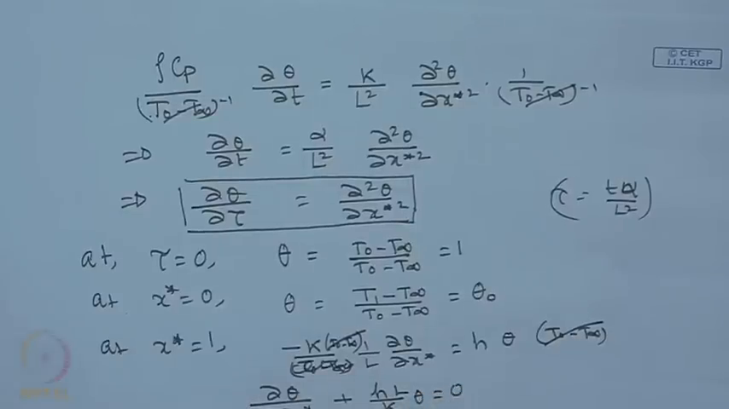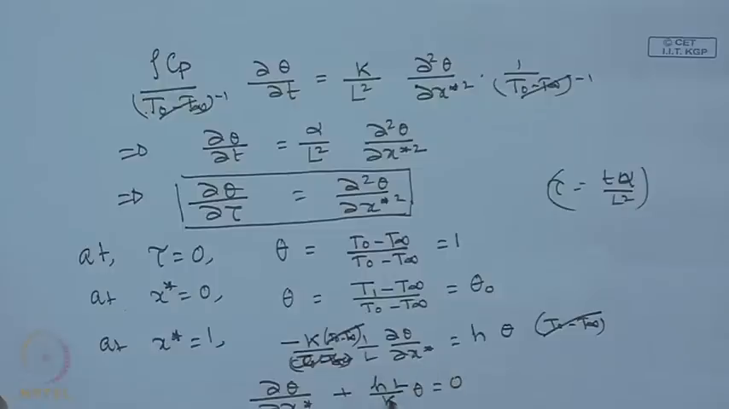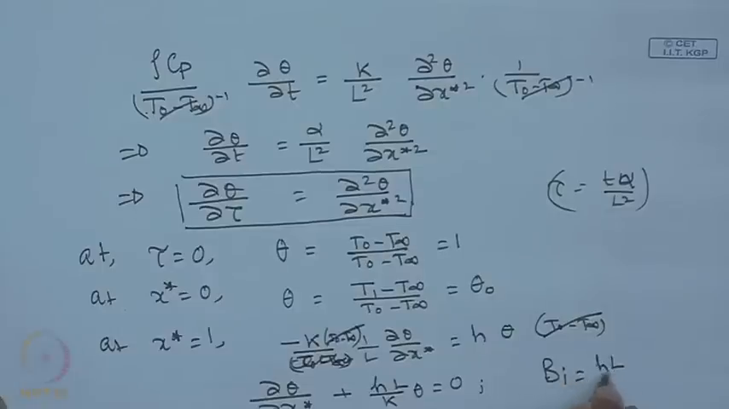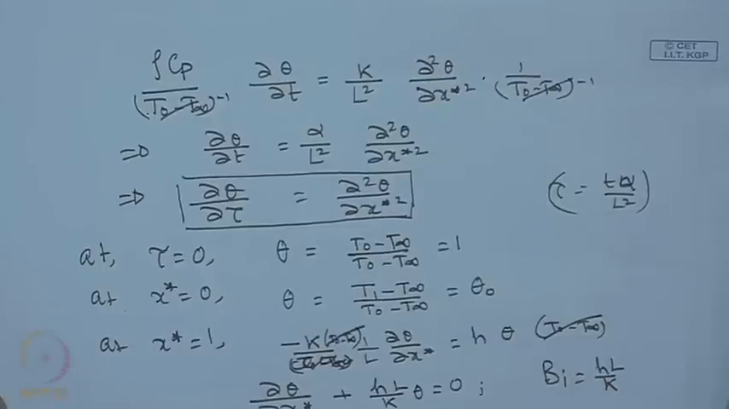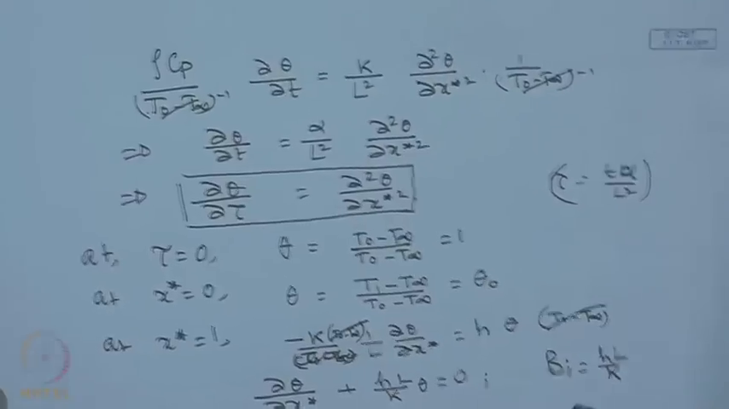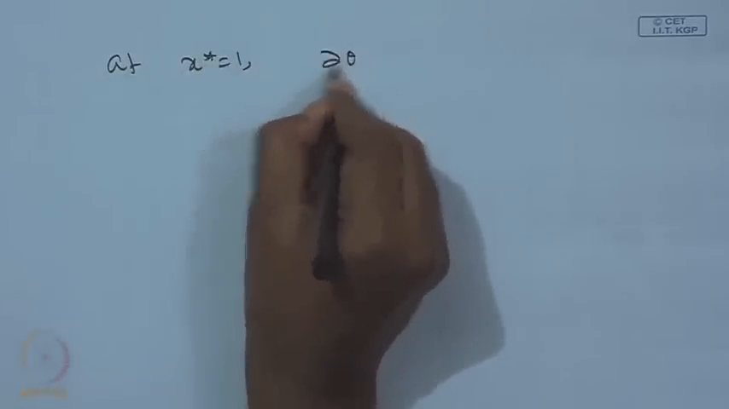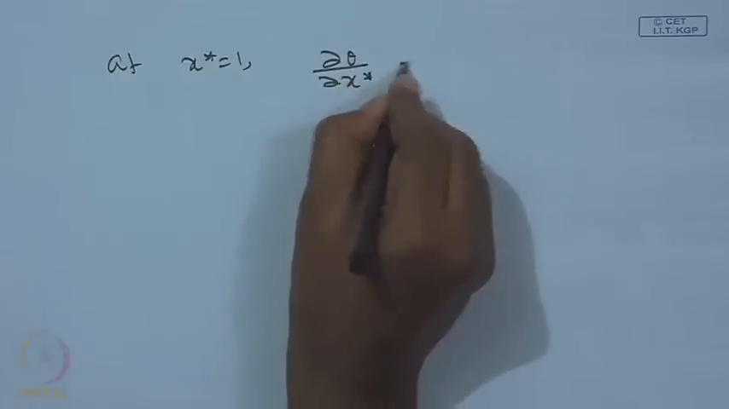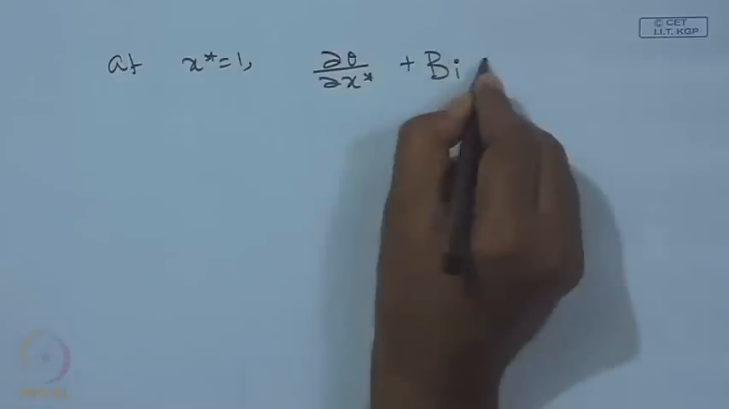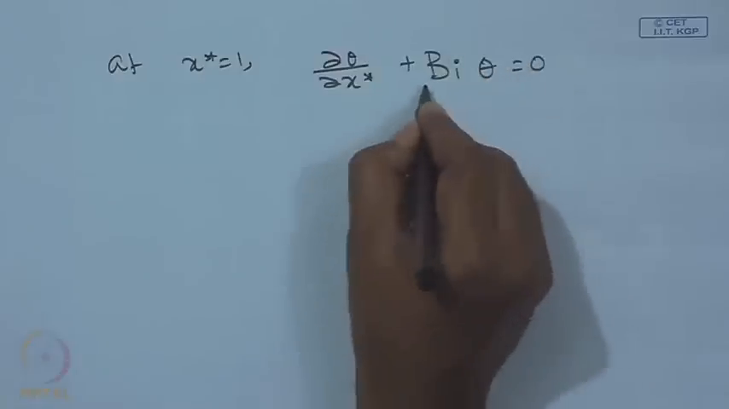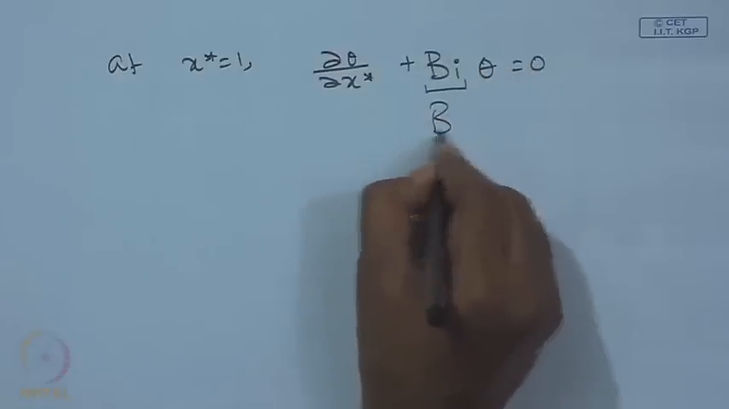If you remember, what is h L over k? h L over k is nothing but the Biot number. So, we write Biot number is equal to h L over k. So, the non-dimensional form of the boundary condition at x star is equal to 1 is del theta del x star plus Bi times theta is equal to 0, where Bi is the Biot number.